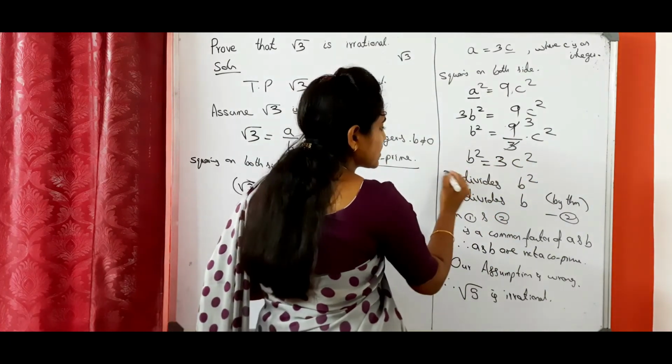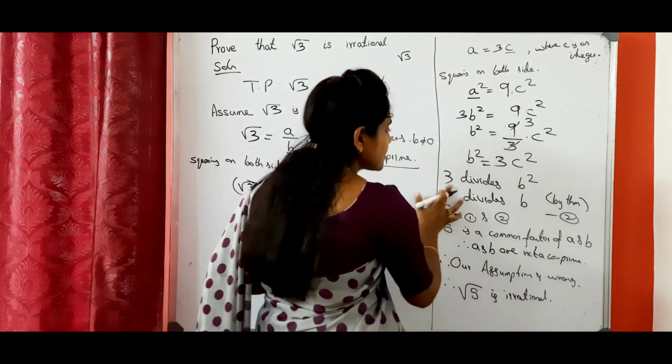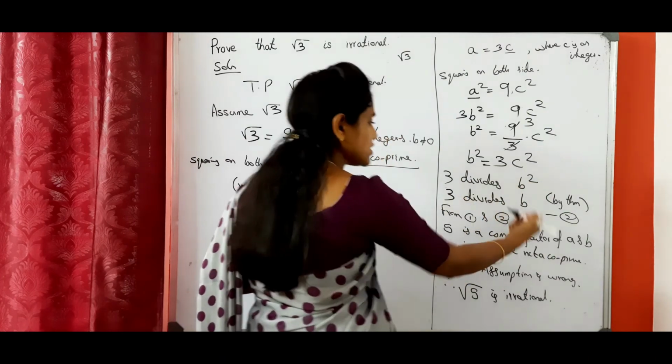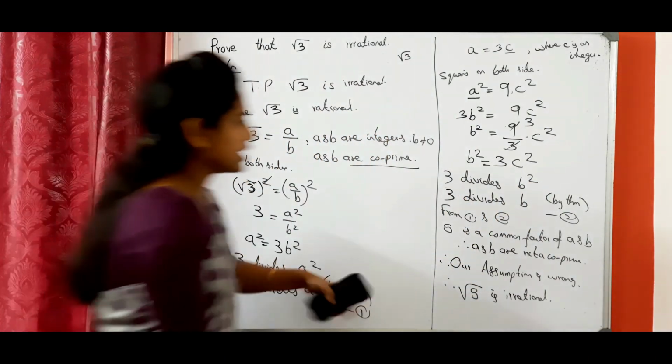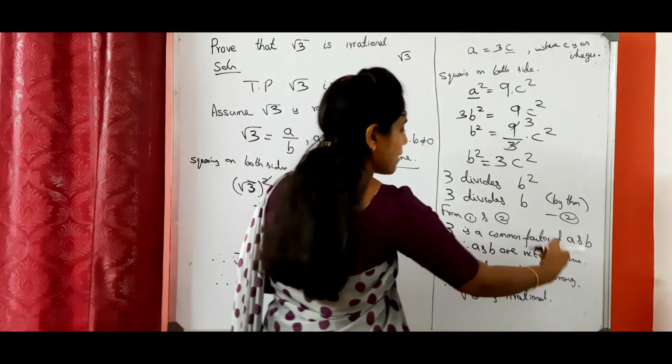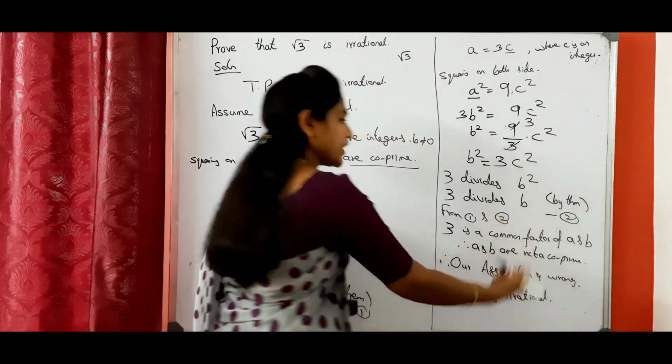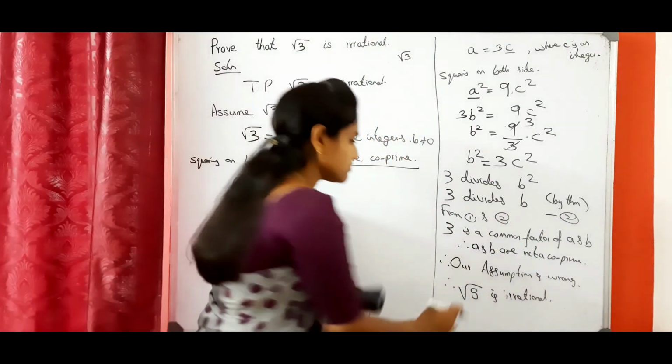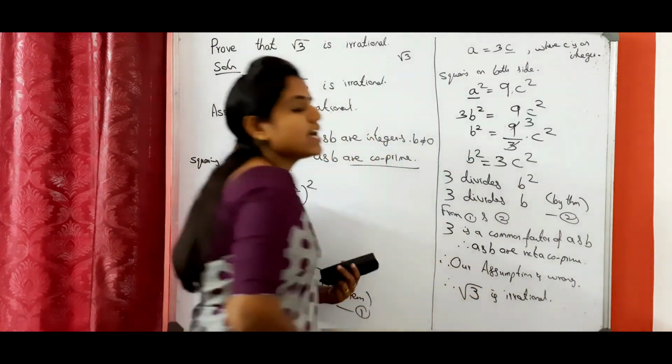So that means 3 divides B square. 3 divides B square means 3 divides B also. So from equation 1 and 2, 3 is a common factor of A and B. Therefore A and B are not co-prime. Therefore our assumption is wrong. Therefore root 3 is irrational.